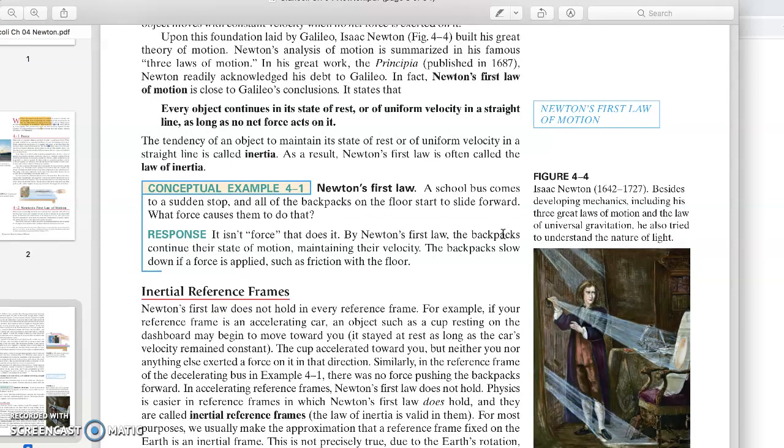So what force causes the backpacks to slide forward? Is there any force? No, there is no force. But the answer is in Newton's first law of motion. I will leave this example to you because this first recording will end in a few seconds, and I want you to understand it. It's very well explained in the book, and if you still didn't understand it, you can ask me later. Thank you, and see me in part 2.